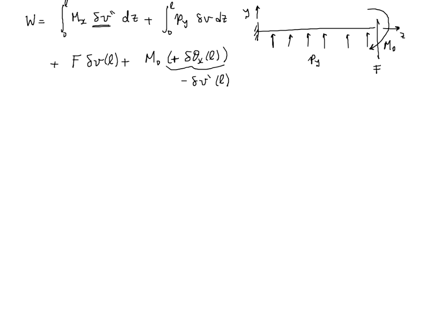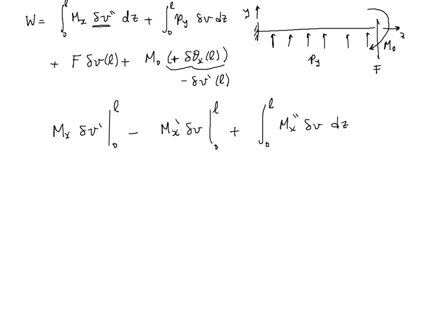Now, since delta V has two derivatives in the expression of total virtual work, we need to integrate by parts twice. So integration by parts would give us mx delta V prime from 0 to L, minus mx prime delta V from 0 to L, plus integration from 0 to L of mx double prime delta V dz. So this is the first term. The second term will give us integration from 0 to L of py delta V dz. And then we have the boundary terms, which is F delta V at L minus M naught delta V prime at L.